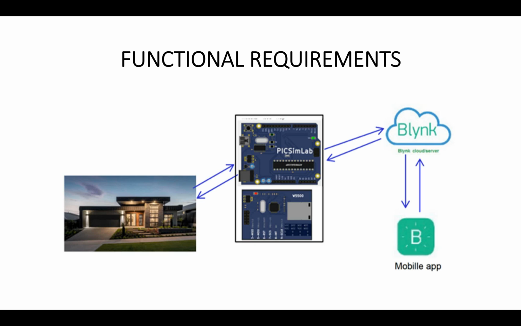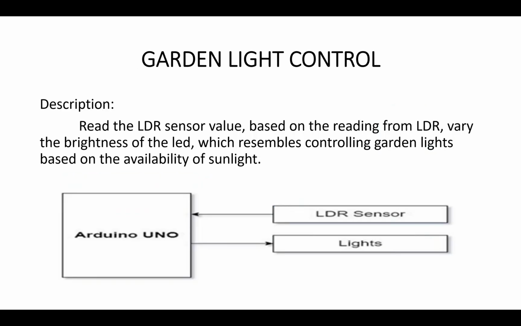The functional requirements are as follows. Garden light control: we read the LDR sensor value and, based on the reading from the LDR, vary the brightness of the LED, which resembles controlling garden lights based on the availability of sunlight. So the LDR works based on the availability of sunlight.